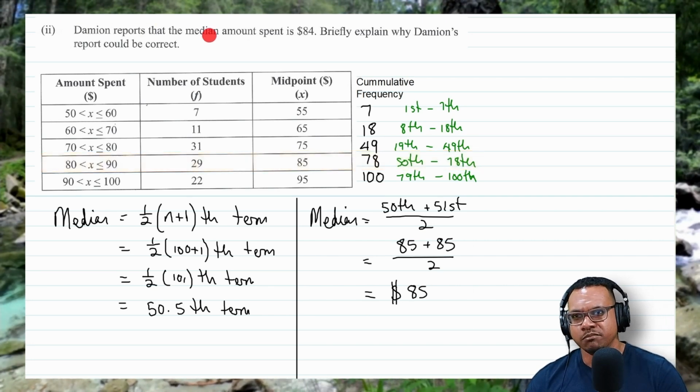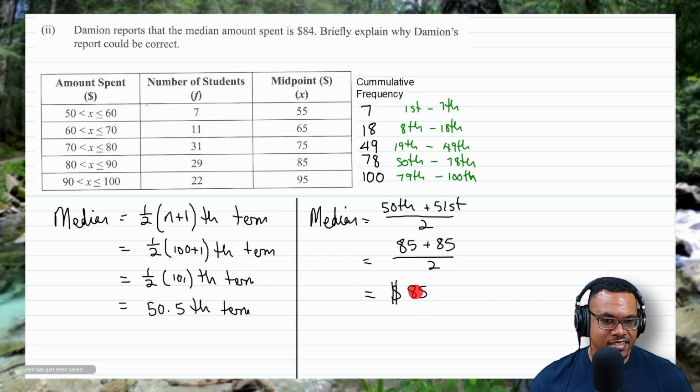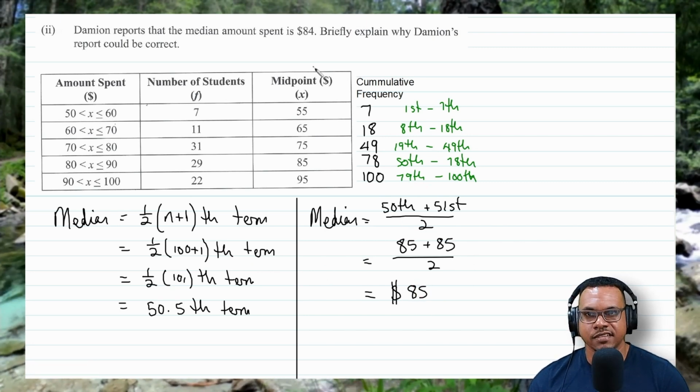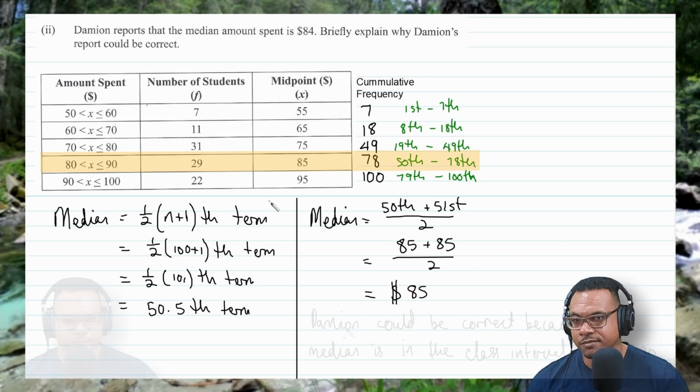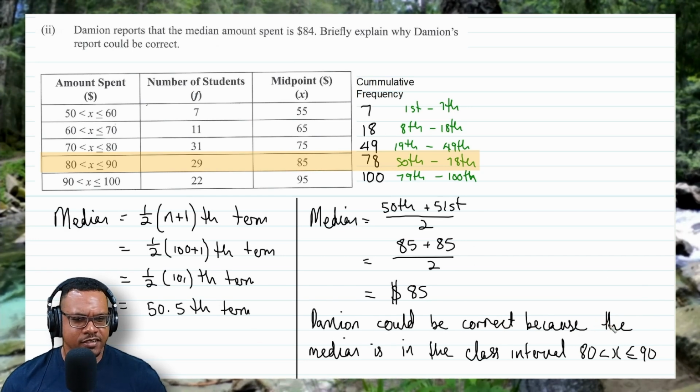So now Damien reports that the median amount spent is $84. Briefly explain why Damien's report could be correct. Well, we found the median and the answer is 85. So obviously, yes, his report could be correct. Now remember, what we use is the midpoint, 85, which is an estimation of the data within this class interval. Therefore, because the data is spread out within this class interval, it doesn't necessarily have to be 85. This is just an estimation, and that's why the $84 could be correct. So I have that Damien could be correct because the median is in the class interval 80 to 90.